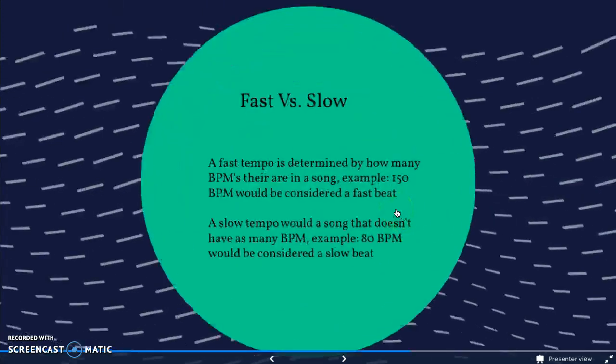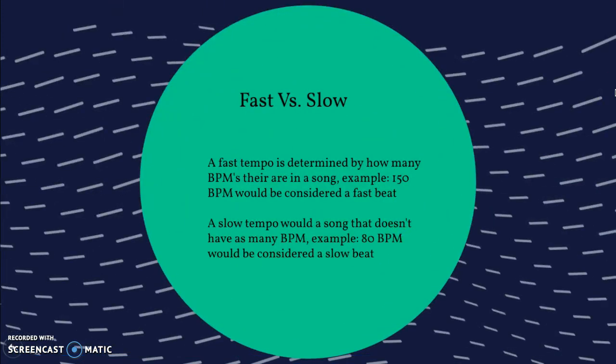There are different types of beats. Some beats are considered fast and some beats are considered slow. Let's take a look at the difference between the two. A fast tempo is determined by how many beats per minute there are in a song. For example, 150 beats per minute could potentially be considered a fast beat. However, a slow tempo with a song that doesn't have as many beats per minute would probably be around 80 beats per minute, which would be considered a slow beat.